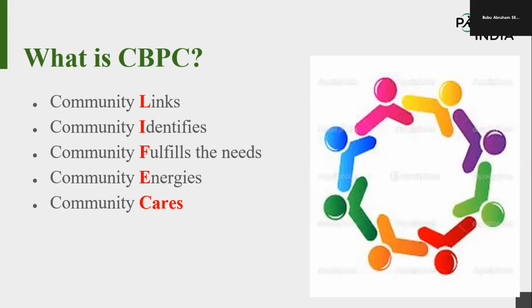And with the support of this community, the need is being fulfilled. Then through that, they will be energizing the family, energizing the beneficiaries, and this way they will be giving care. That means community-based palliative care is life caring. So they will be taking care of the lives in the community.